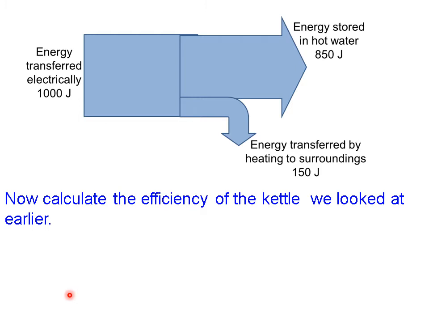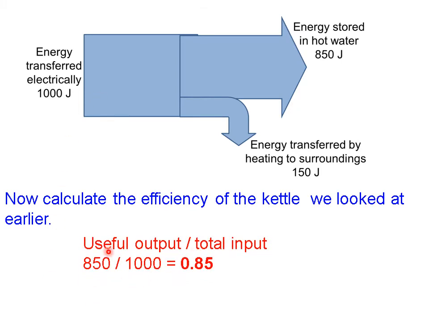Okay, so hopefully you've paused the video and you've had a go at calculating the efficiency. So the first thing to do is look for the amount of energy that's been transferred usefully. So we've got the 850 joules of energy stored in the hot water, which is the useful, and then we need to divide that by the energy that has been supplied to the device, which is 1000 joules. So to calculate the efficiency, we do useful divided by total, that's 850 divided by 1000, which gives us 0.85 for our efficiency.